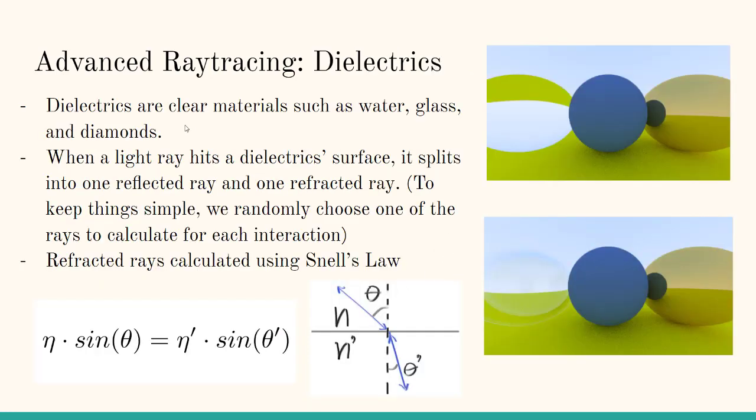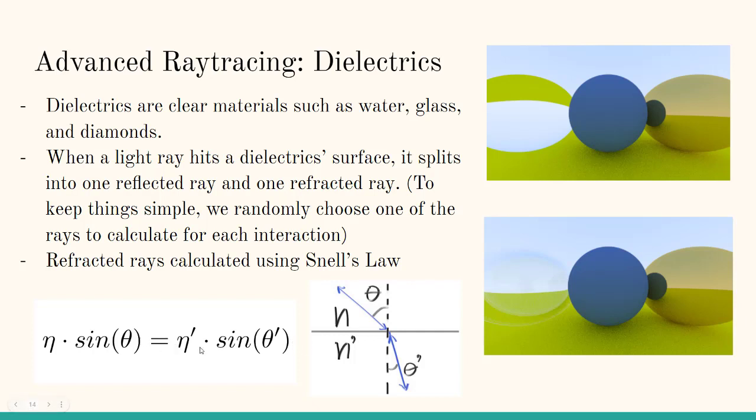And our last material that we implemented is dielectric, which just represents any kind of clear material such that light can actually pass through, such as water, glass, and diamonds. The actual physics of what happens when a light ray hits a dielectric surface in the real world is that it splits into one reflected ray and one refracted ray. What a refracted ray is essentially the ray that goes through the surface, which that direction can be calculated using Snell's law.